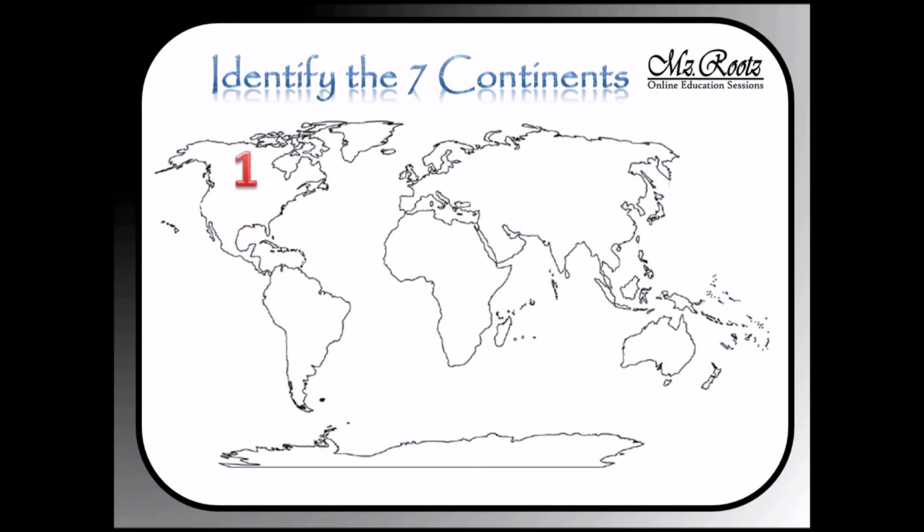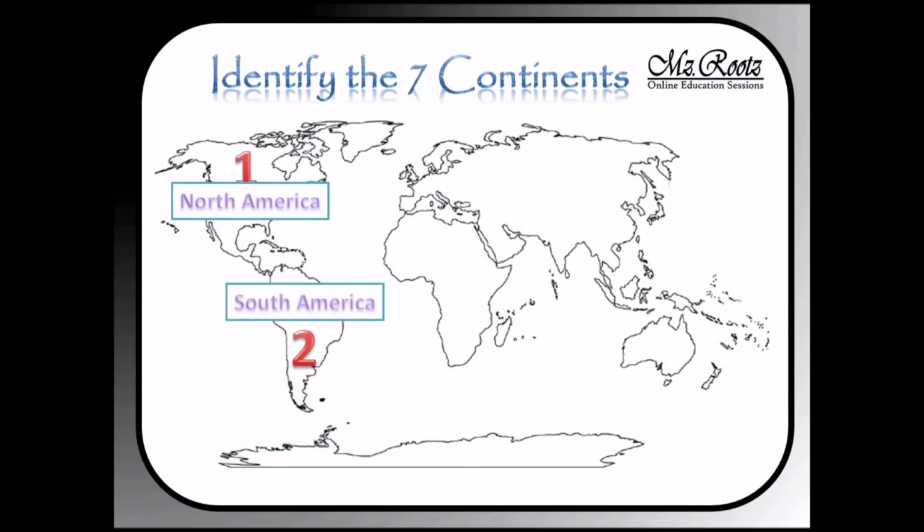Number 1, can you identify what continent this is? That's correct, North America. So if that's North America, number 2 must be, well, what's the opposite of North? South America. Number 3 is considered to be, that's correct, it's Europe. And number 4, I will be very disheartened if you don't know what number 4 is. Of course, it's Africa.